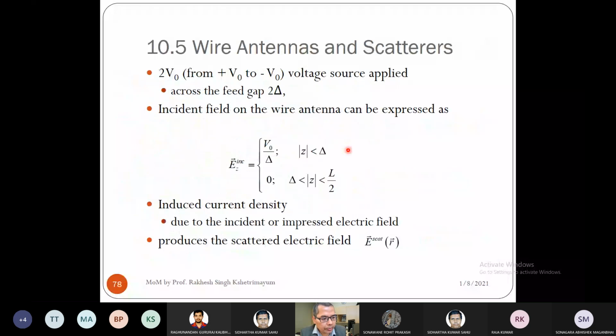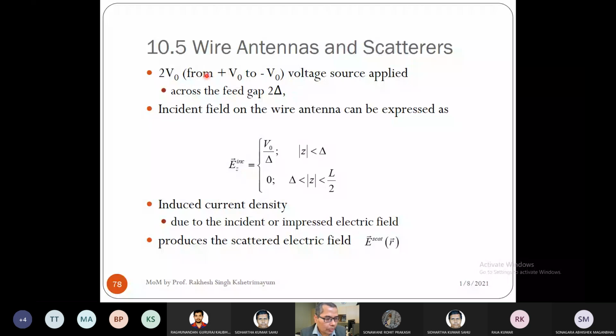There are different models for the feed gap, for how you are supplying the voltage to the antenna. The simplest model is where you assume that the voltage you are applying is V0. If you know what voltage is applied, then you know the electric field. Electric field and voltage, you know the relation, no? You multiply the gap delta with the electric field, you get the voltage. So in this model, we assume that the electric field incident on the antenna is because of the voltage you are applying.